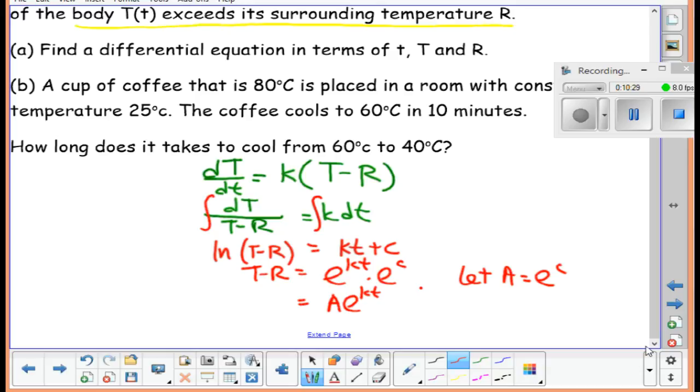In fact, for this thing to be cooling, k here is actually a negative value. So we know that k in this case is actually going to be a negative value. So T itself is that.